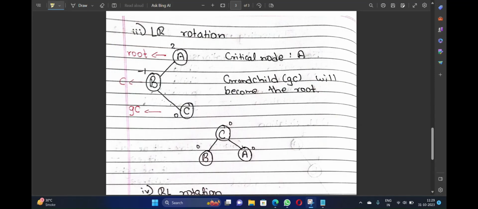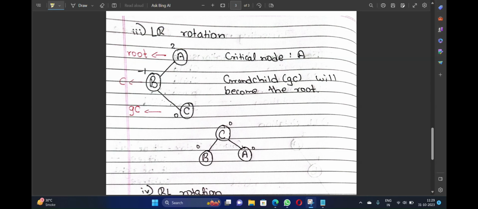Our next part is left-right rotation. In left-right rotation, we replace the critical node with the grandchild. How have we got A as the critical node here? We can calculate it by calculating the balance factor. For C, C is the terminal node, so it has balance factor 0, obviously. For B, it has no left node, so 0. It has one right node, so 0 minus 1 is minus 1.